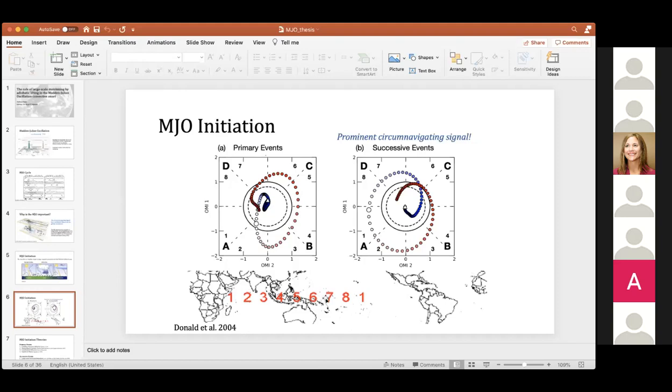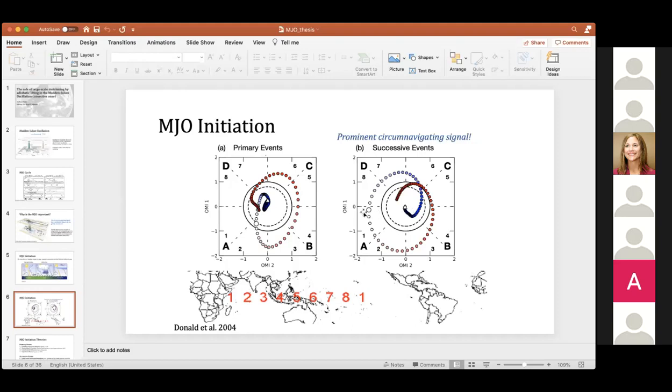So to give a little bit more of a definition of what a primary event is versus what a successive event is, if we look at first at the primary events on the left, we see that day 0, which is their first day of initiation, is the larger white circle, which starts at phase 2. If we go back in time following the blue dots, we see that prior to initiation, there's no MJO activity. And this is what makes a primary event what it is. So it's one that initiates with no previous MJO activity. This contrasts the successive events fairly well.